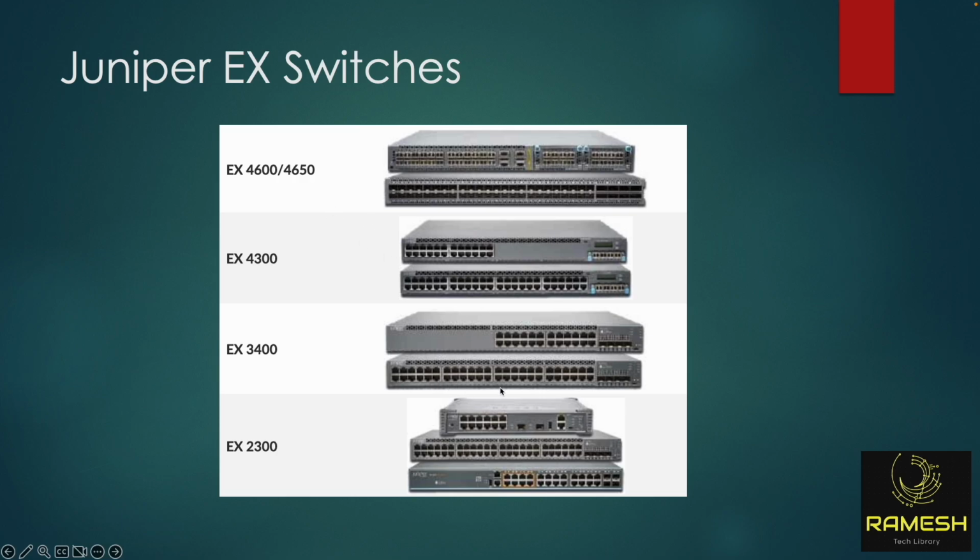So you can see 48 port switches. All the PCs are connected to these switches. One uplink is going to the router. These are the EX models. Generally they are using 4300 and 3400, also 2300. In the data center we are using the EX 5K series, and here it is the 4K series. The architecture is the same for each and every platform.